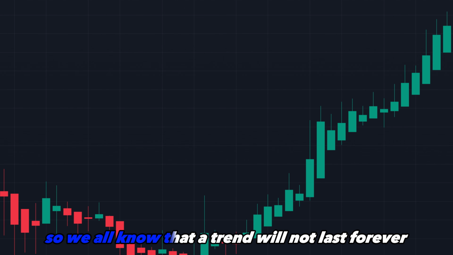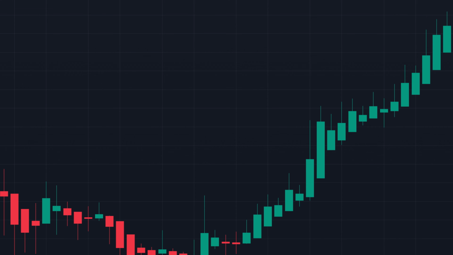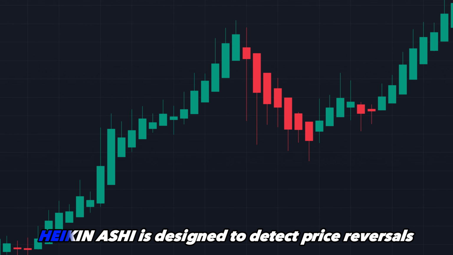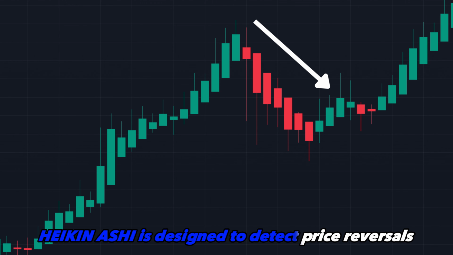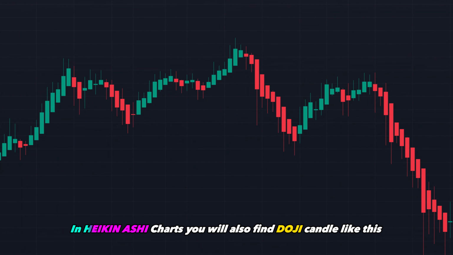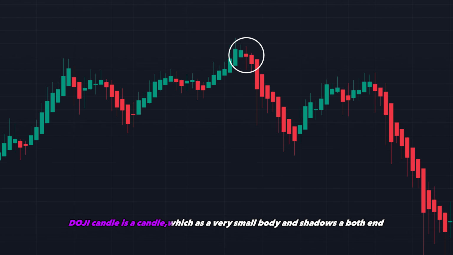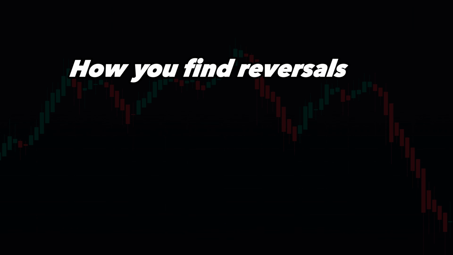So we all know that a trend will not last forever. Eventually, it will weaken and reverse. Heikin Ashi is designed to detect price reversals. In Heikin Ashi charts, you will also find doji candles like this. A doji candle is a candle which has a very small body and shadows at both ends. Here's how you find reversals in Heikin Ashi charts using doji candles.